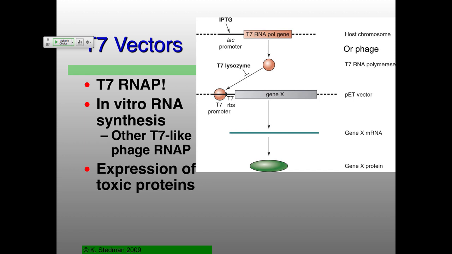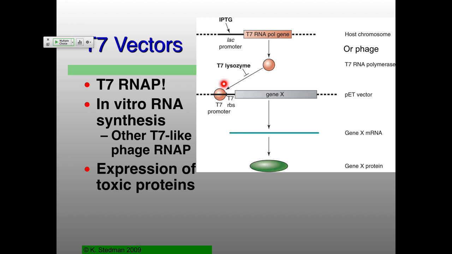You may have a small amount of it being made here, even in the absence of induction. Everybody remembers from the lac operon, you have a little bit of expression even in the absence of any induction, and that gets shut down by the T7 lysozyme. However, if you start to make more of this, again, you've done some induction, then that will overcome this inhibition, and you start to make a whole bunch more of your gene X.